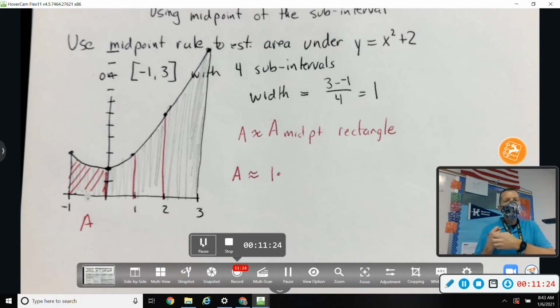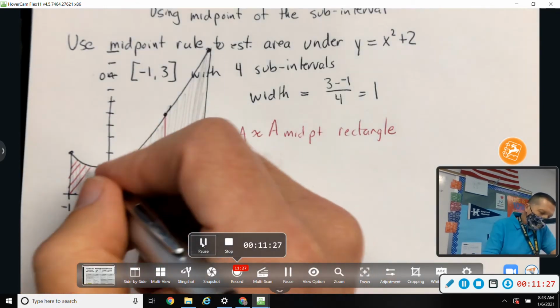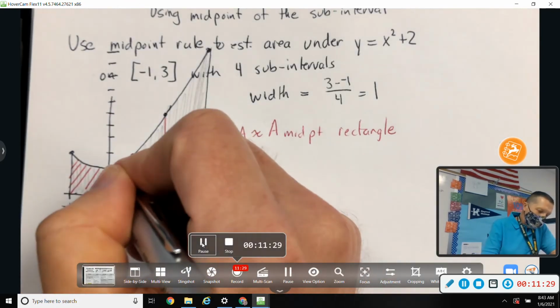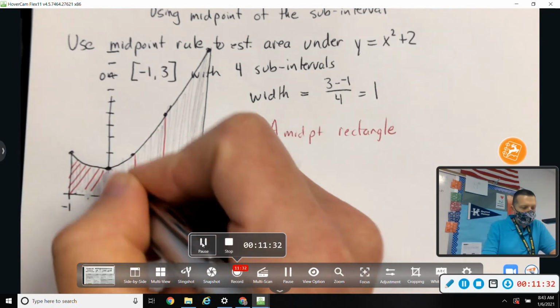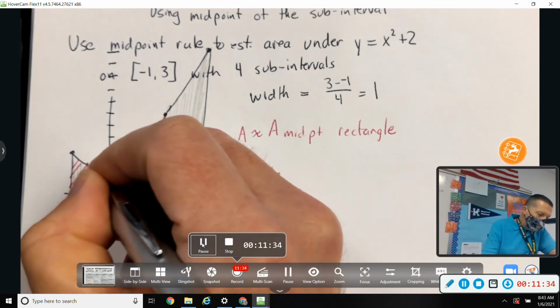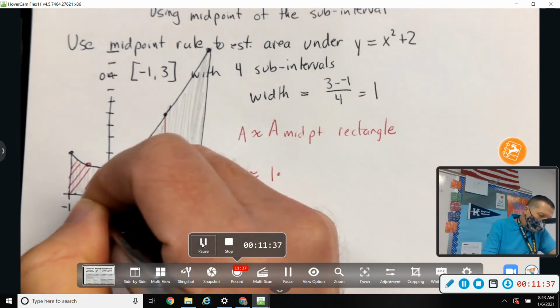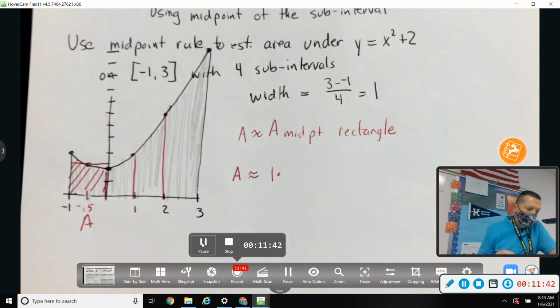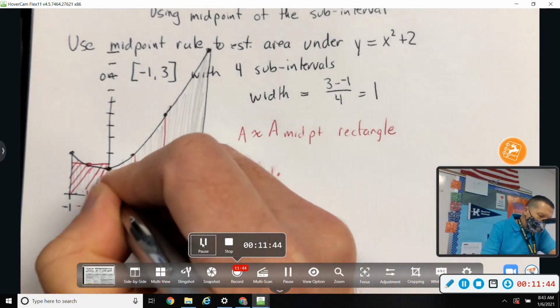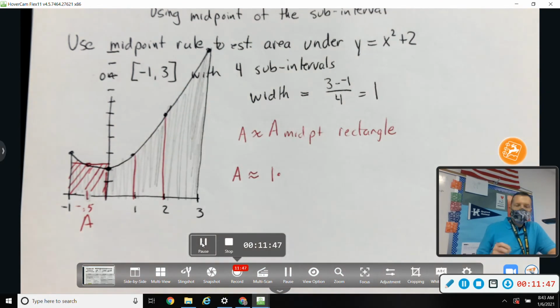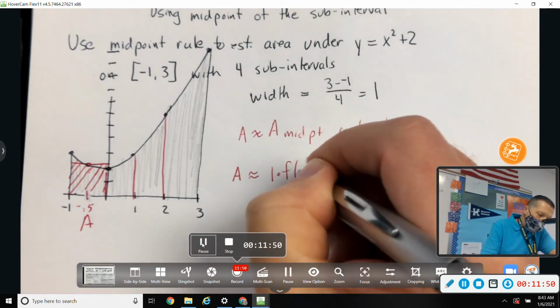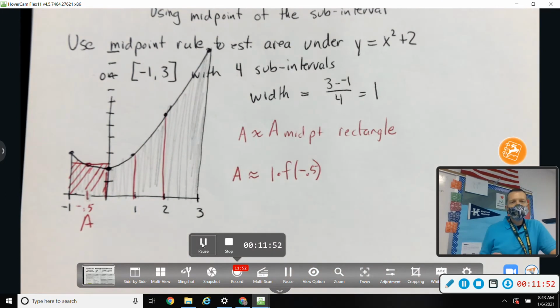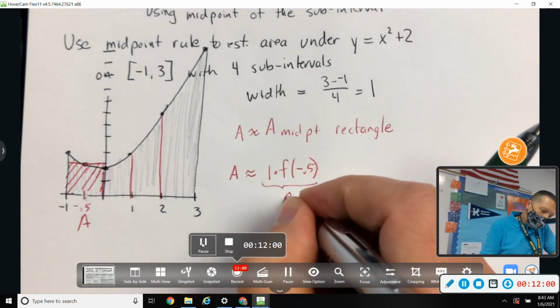But I'm going to get the height now, not at the left end or at the right end. That would be a left sum or a right sum. But I'm going to do a midpoint sum. So at negative 0.5, I'm going to use that rectangle. So that would be the function at negative 0.5. We'll go back later and figure out what that is. So that's rectangle A.